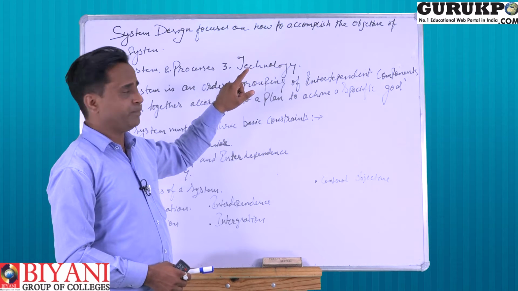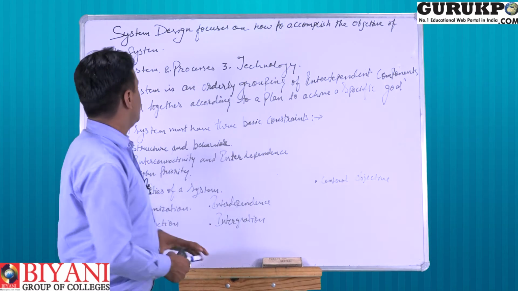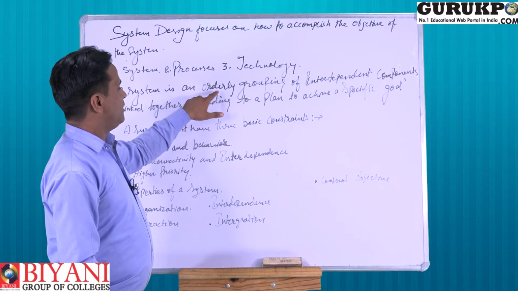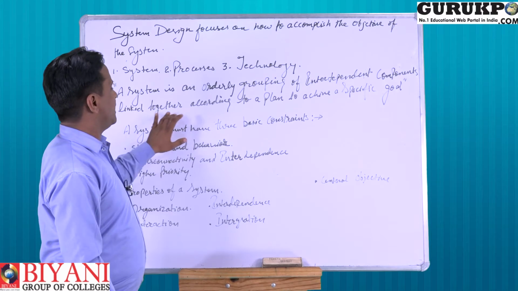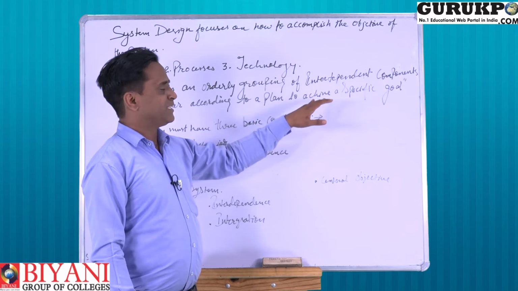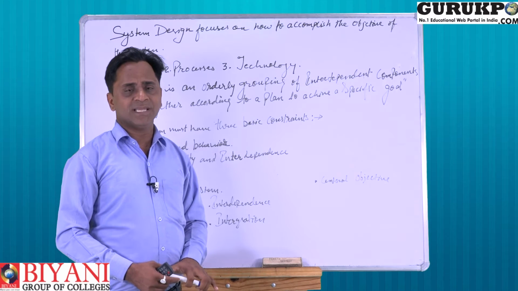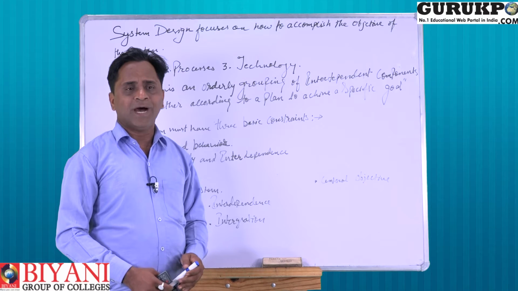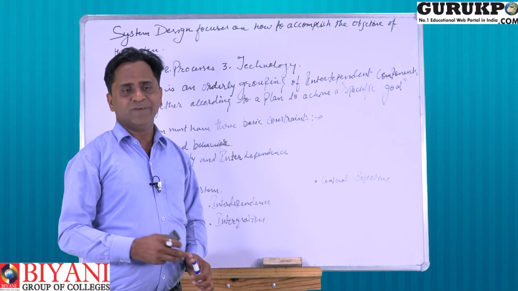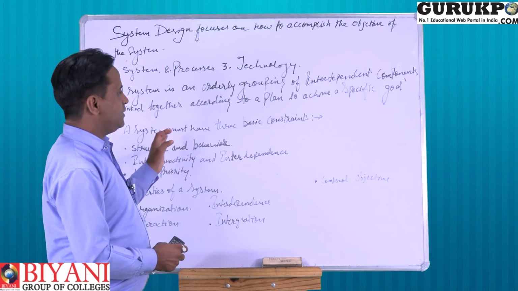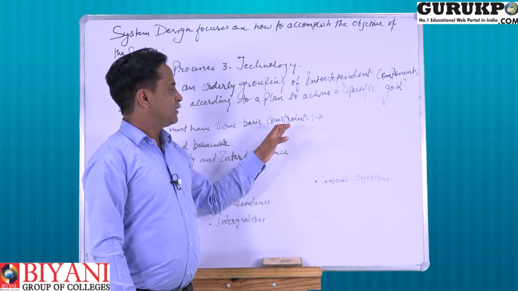When we have to study a system, these three and the proper definition is: a system is an orderly grouping of interdependent components linked together according to a plan to achieve a specific goal. That is the definition of a system. Basically, we can say a system is a part of a goal which we have to complete, or different tasks that achieve our specific goal.